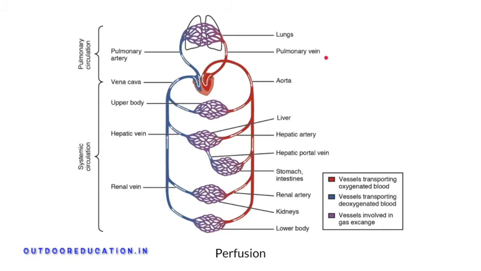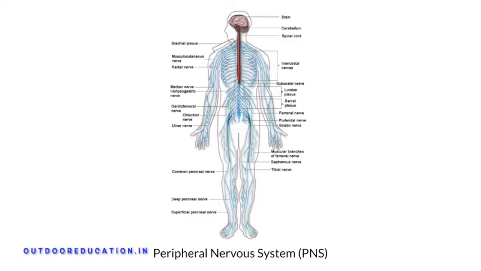Perfusion is the gas exchange. Remember we talked about hypoperfusion, where the gas exchange is reduced or poor. Perfusion is the adequate amount of gas exchange at the tissue level. Then we have the peripheral nervous system, the nervous system which is present in the periphery of our body, in which the nerves enter and leave the spinal cord and travel between brain and other organs.